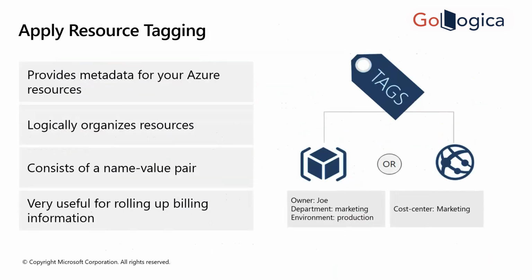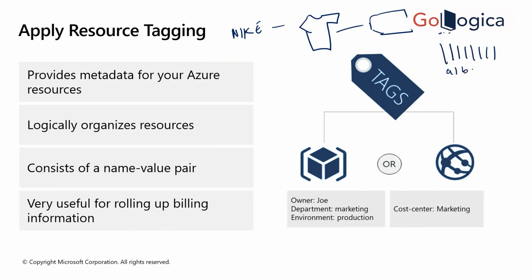Now there is something called tagging. Let's say you go to a store like Nike and want to buy a t-shirt. You see a tag associated with that product. What information does that tag have? The name of the product, like it's a t-shirt. Then the size, let's say it's medium, and other information like cost, etc. And finally, you have a barcode, something with a random number.